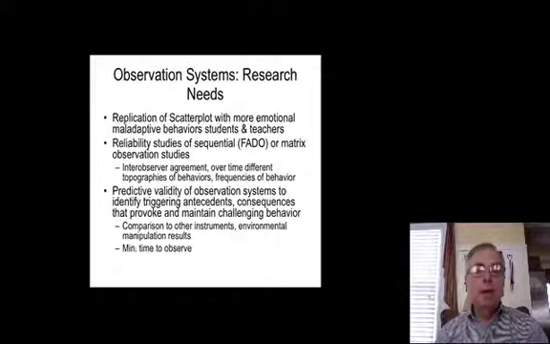I think that some of the things that need to be done is a replication of scatterplot with more emotional maladaptive behaviors, students and teachers, and try to get more information with that population. We need to do some reliability studies, sequential FIDO or matrix observation studies, sort of like the Zarconi study did with the motivational assessment scale. And we need to look at predictive validity of observation systems to identify triggering antecedents, consequences that provoke and maintain challenging behaviors, comparison to other instruments, environmental manipulation results.